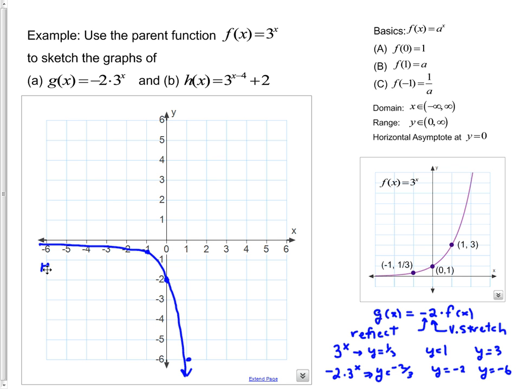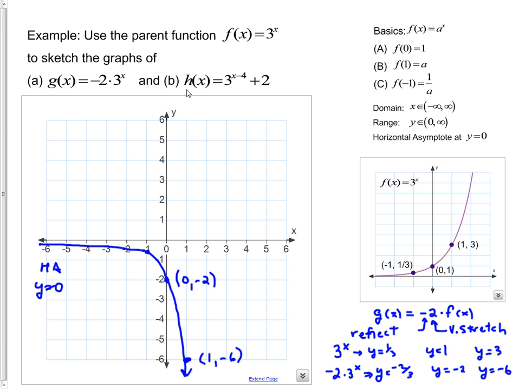There would be a horizontal asymptote in this case, still at y equals 0. We would have our y-intercept at 0, -2, and you'll notice, by the way, that's the value that we get when we're multiplying 3 to the x by something. And then we would have another point down here that we could find at 1, -6. And really, those are very simple points to get by multiplying our y values by -2 in each case.